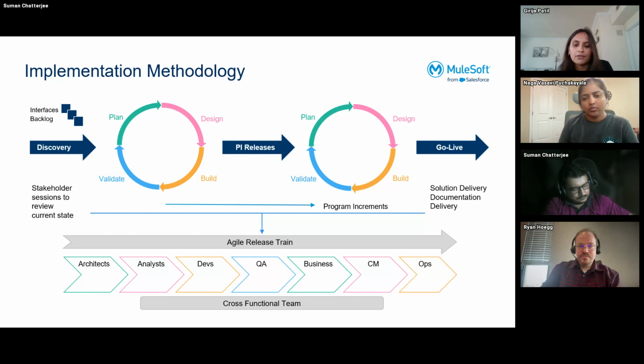They started envisioning the API-led architecture and how that would benefit them, and they appreciated it. After all of this, the customer gave us the go-ahead for doing PI releases. So we started doing the same thing over and over, picking up the interfaces from the backlog which were created, and then designing, building, and validating again. So it was a repetitive process, I would say.